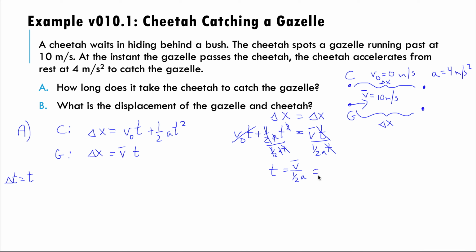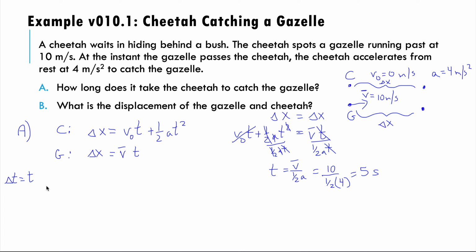And now we can plug in our values. The average velocity was 10 meters per second divided by 1/2 times the acceleration, which is 4 meters per second squared. Nope, don't need to put the units. So 10 over 2, which is 5 seconds. That's how long it takes for both of them to move the same displacement.